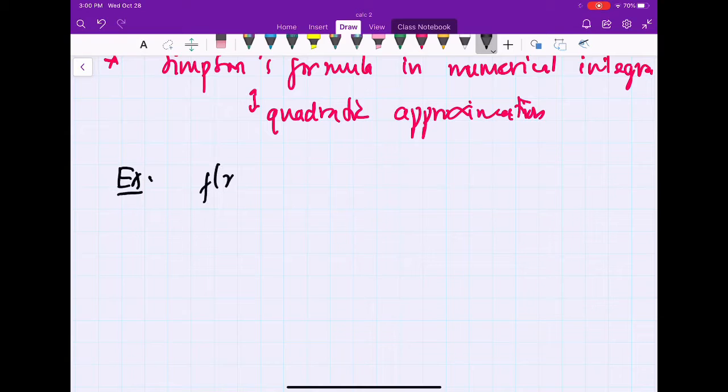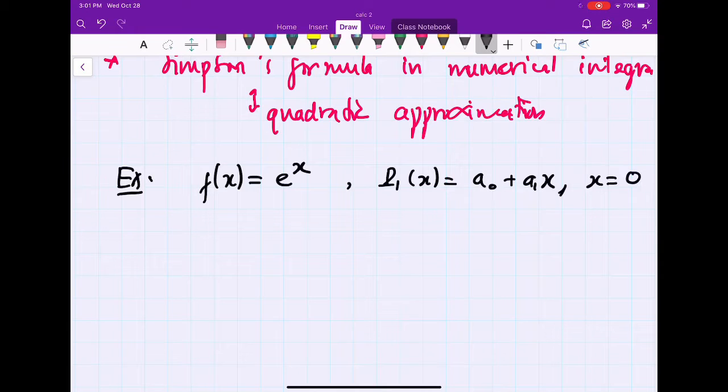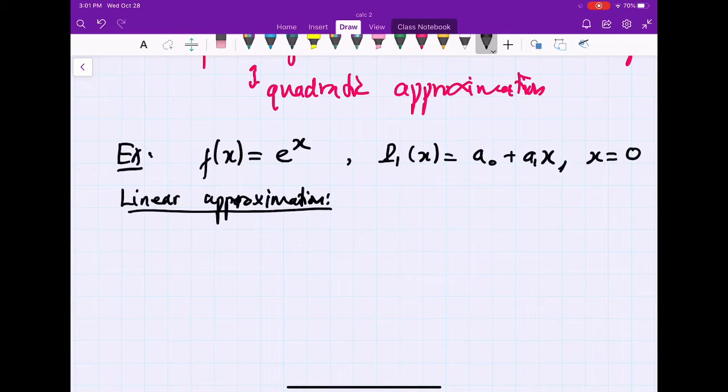Let's say we have the function f(x) equal to e to the x. We want to consider the first degree polynomial function p1(x) equal to a0 plus a1x to approximate e to the x, okay? And you consider the point x equal to 0. So basically, this is linear approximation, right? So for that purpose, I need to differentiate. I need to find the tangent line to the graph of this function at 0.